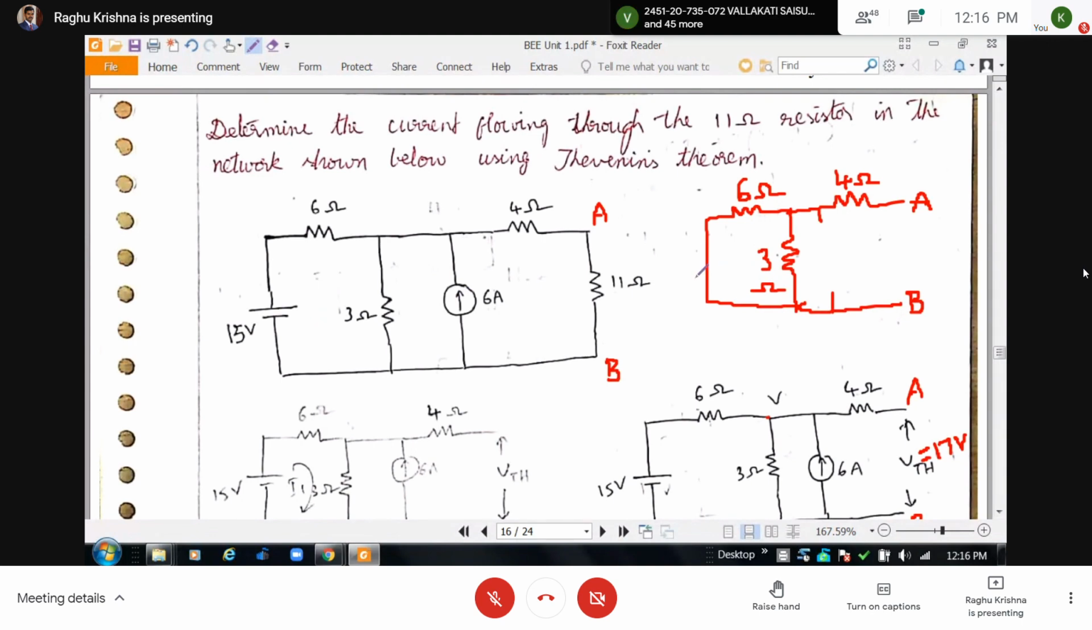Now find the resistance across the terminals A and B. Here 6 and 3 are in parallel, so 6 into 3 by 6 plus 3 is 2 ohms. 2 plus 4, so RTH will be equal to 6 ohms.